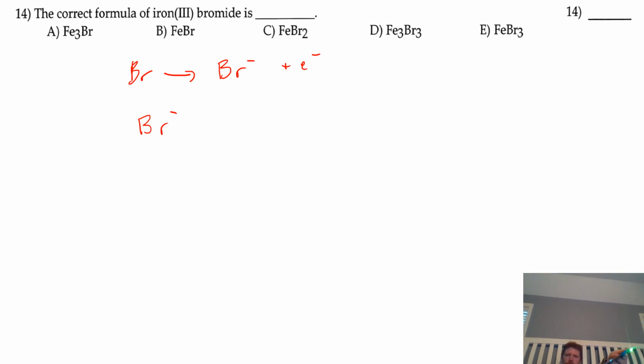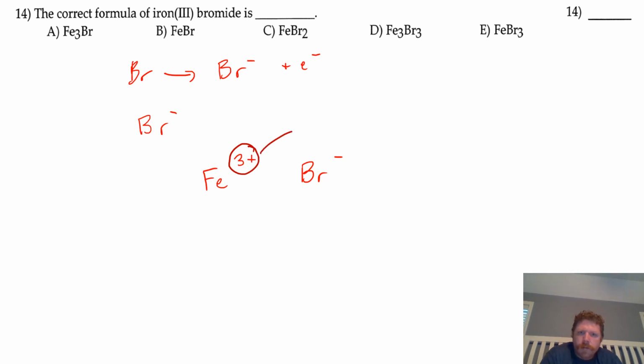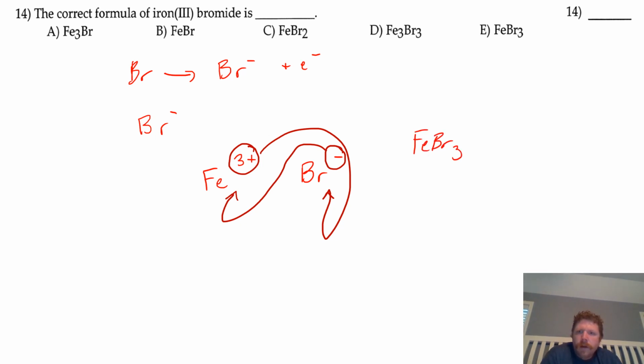This says the correct formula for iron 3 bromide is what? The 3 in parentheses indicates that iron has a positive 3 charge. So we want to write Fe3 plus Br minus, and our charges are simply going to swap. This 3 becomes a subscript for the Br, and this 1 becomes a subscript for our iron. Ultimately we come up with FeBr3. So D is out, C is out, B is out, A is the opposite of what we're looking for, so E is our only really good answer option.